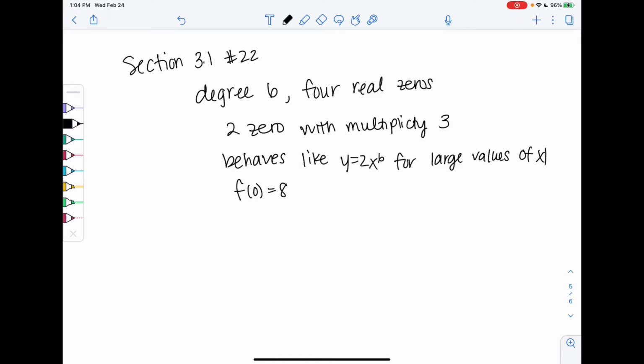Hi, Math 20. Let's check out number 22 and 3-1. So our next polynomial has degree 6, but only 4 real zeros. So 4 real zeros means we're going to have x minus c1, x minus c2, x minus c3, x minus c4 for 4 real zeros.